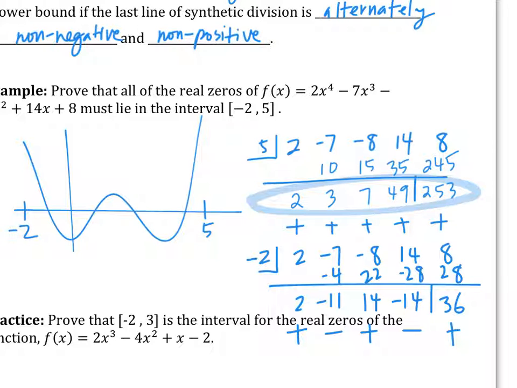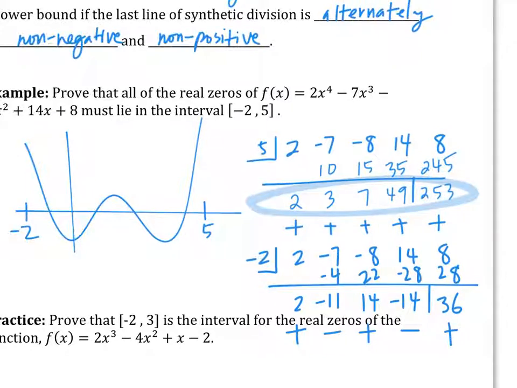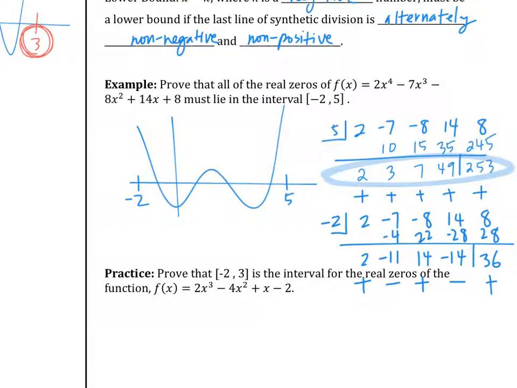If negative 2 truly is a lower bound, then when you do the synthetic division, you should see alternating non-negative and non-positive signs. So do I see alternating signs? Yes. So then negative 2 is a lower bound. Okay, let's check decimals. Okay, so we did prove it. So negative 2 and 5 are the lower and upper bounds of this polynomial.